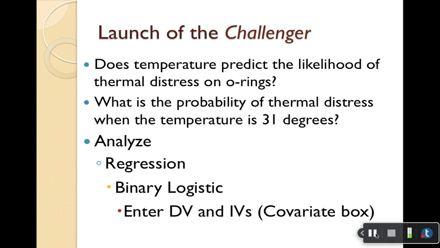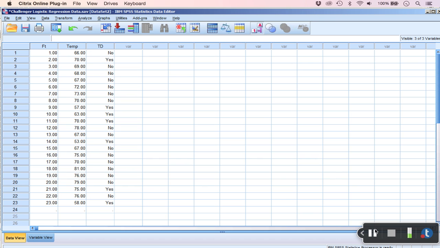So we'll jump back to SPSS and we'll look at this. Again, we're going to use the Analyze menu, the Regression menu just like before, but we're going to click instead on Binary Logistic Regression. And we'll enter our IVs and DVs just like before, and then we'll look at what some of the output looks like.